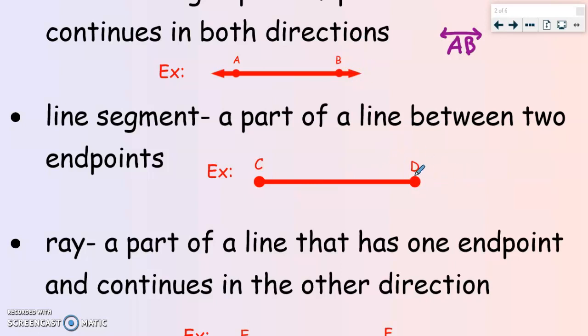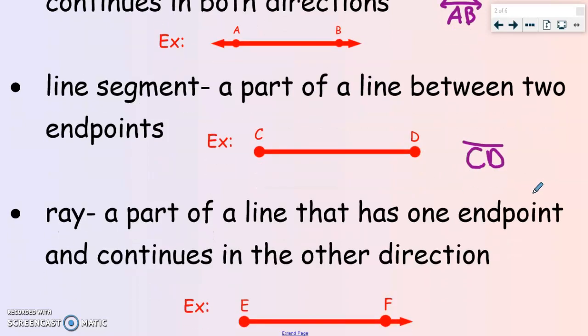And again, you can annotate these. You would just write the names of the points. So we had points C and D. And then the symbol we would use here is just a line, no arrows, just a line. And you don't have to include the endpoints for the line segment either. So we would call this line segment CD, and it can be written this way.